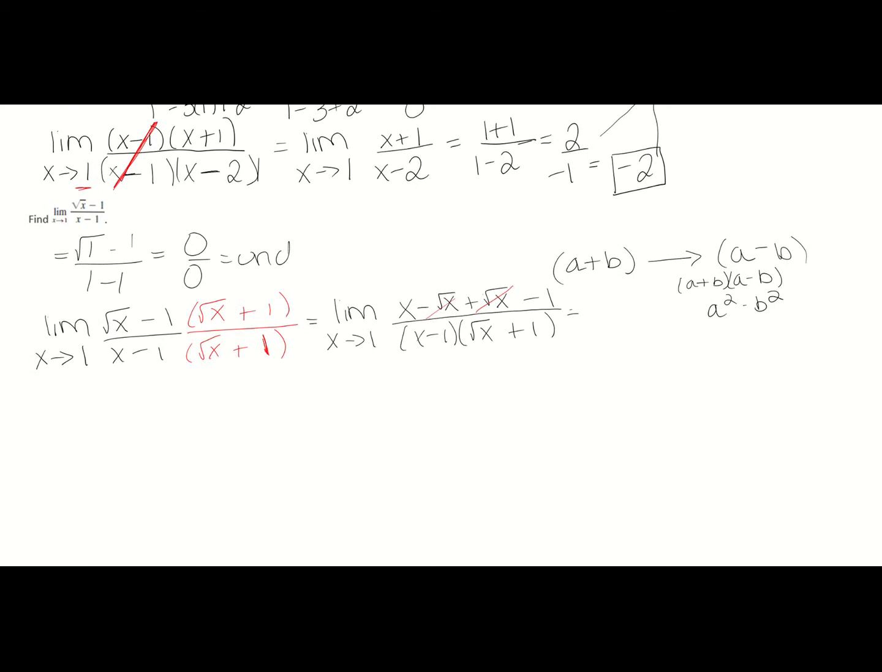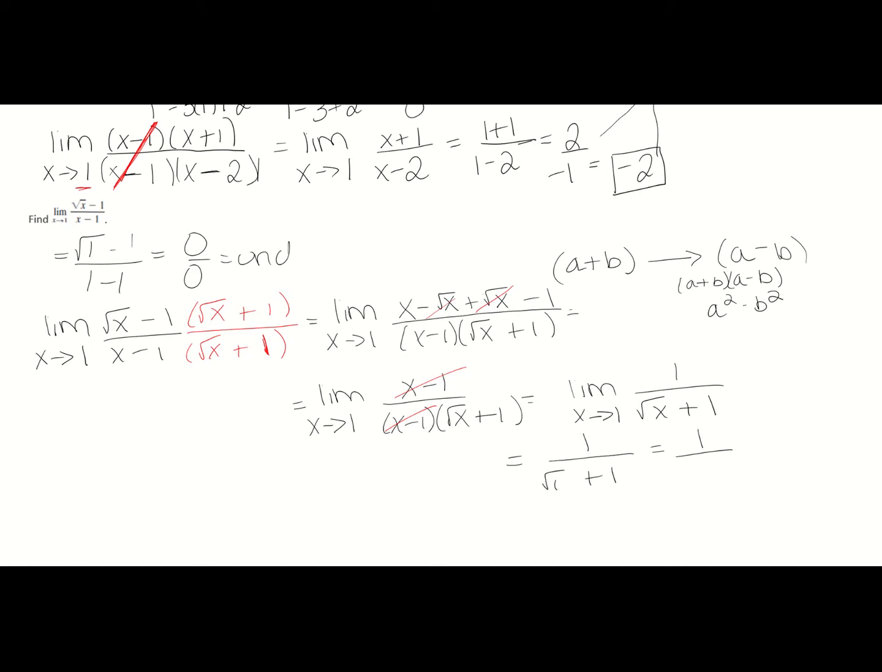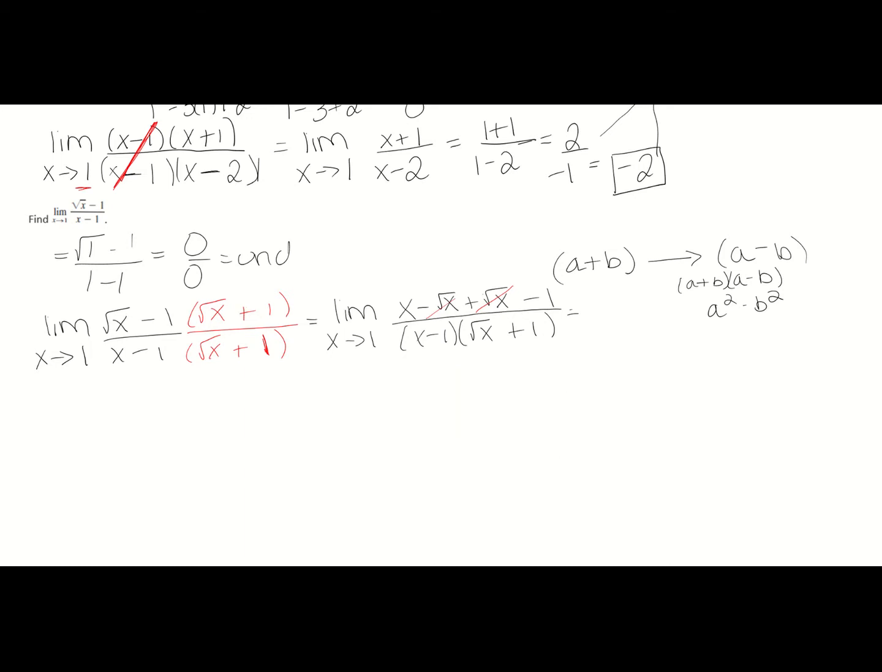So here, I have that this is going to equal the limit as x approaches 1 of x minus 1 over x minus 1 times the square root of x plus 1. And here the magic happens, right? The factors cancel. I love it. So this is going to give me the limit as x approaches 1. I have 1 at the top still of the square root of x plus 1. And now I can plug in. So I have 1 over the square root of 1 plus 1. 1 over 1 plus 1 is equal to 1/2. And there it is.